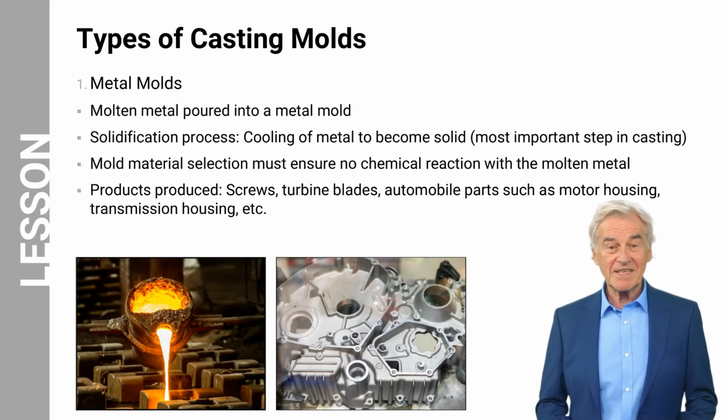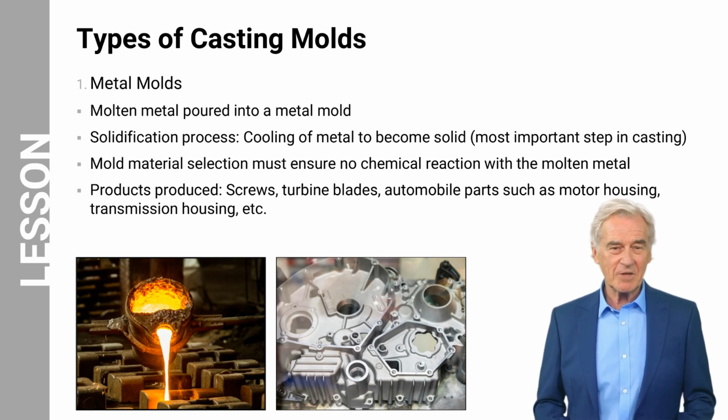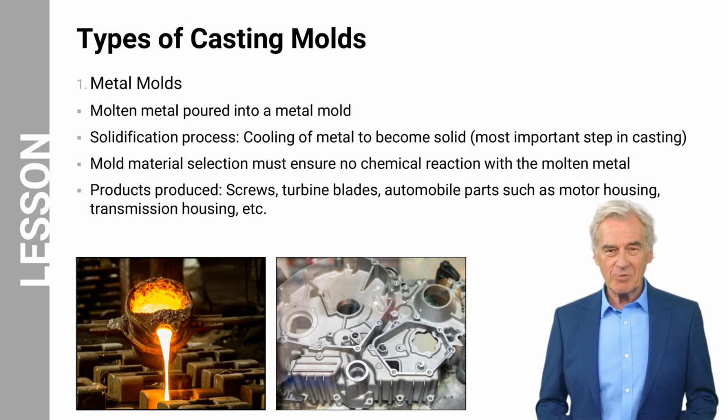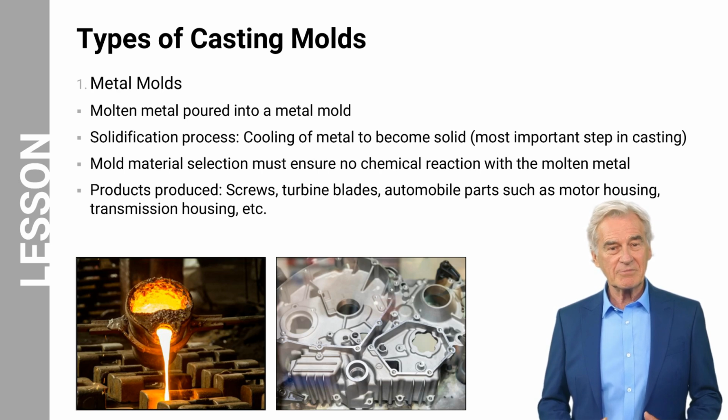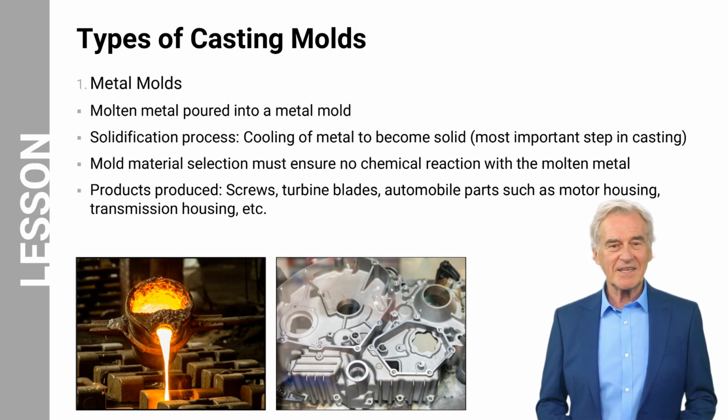Let us now discuss the two types of casting molds, metal molds and sand molds. When using metal molds, the molten metal is poured into the mold with the help of gravity, vacuum pressure, low pressure, or high pressure. The molten metal in the mold solidifies after it cools to produce the desired cast metal shape. The solidification process should be performed carefully to avoid cracks, breaking, or porosity in the metal.